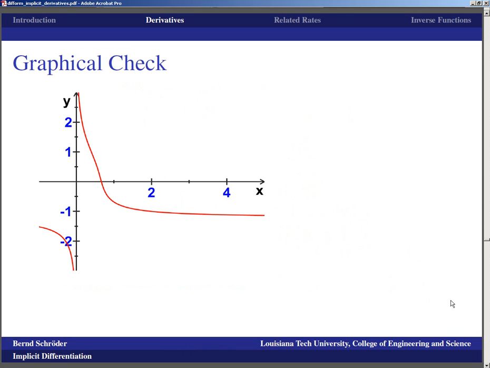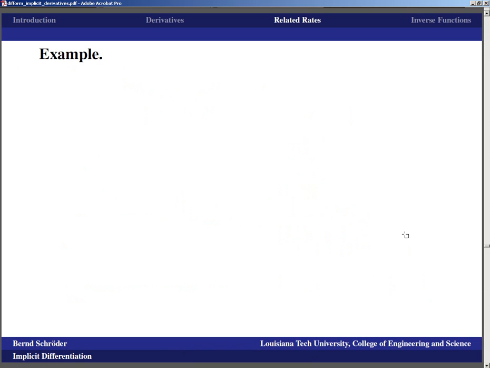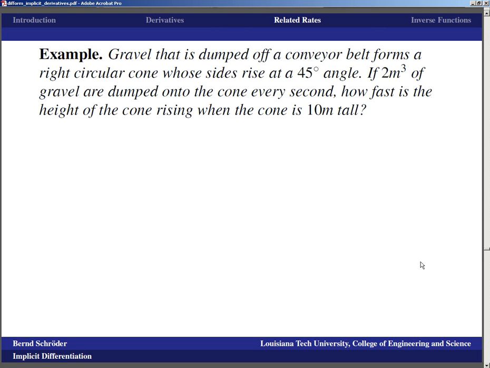Here's the graph of the equation. Here's the tangent line that we computed, and the tangent line really is tangential at the point 2, negative 1. So again, we're good. Something else that we're going to have a separate presentation on is the idea of related rates. Forget the terminology, let's just look at what this stuff does. Take a look at this.